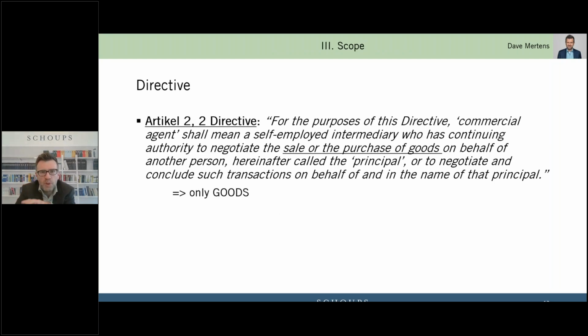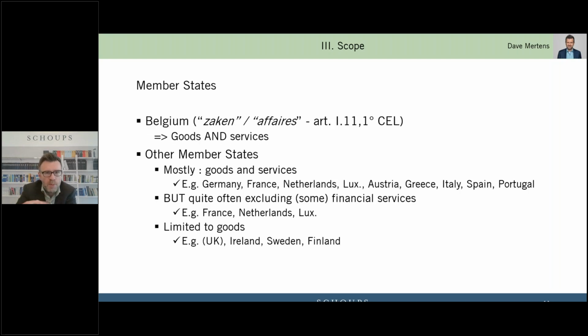The directive itself, the scope, as I mentioned, this is the definition, only applicable to the sale or purchase of goods, not services. Member states, and that's case law of the Court of Justice, are allowed to expand the scope of this protection, in the transposition of the directive to services, or to some services, or services with the exclusion of some services. Belgium has gone all the way, if you'd like. It's applicable to goods and services.